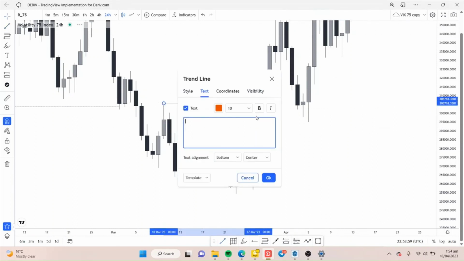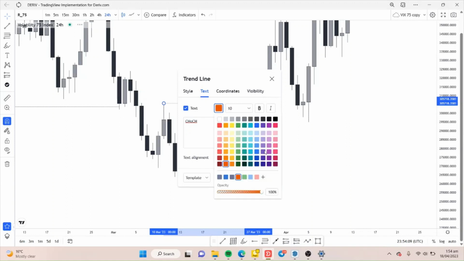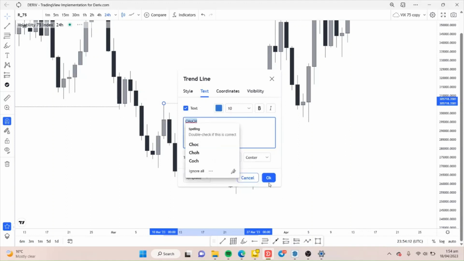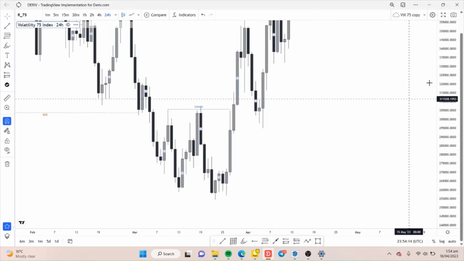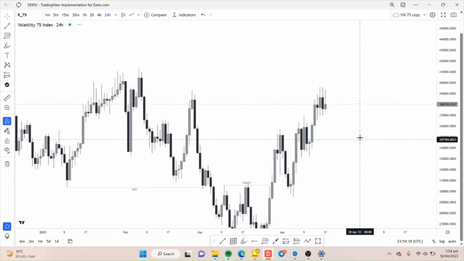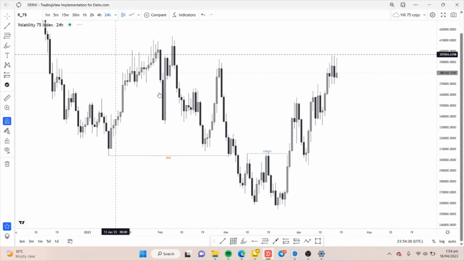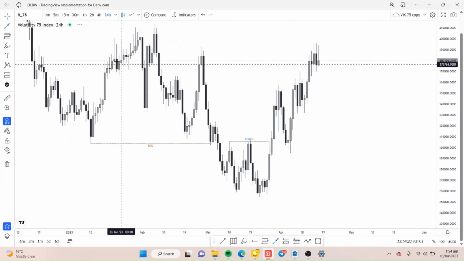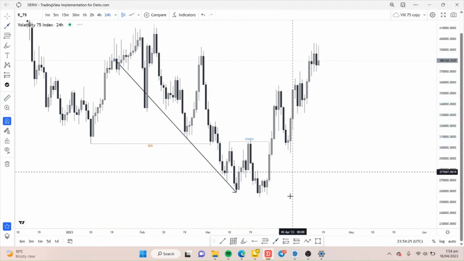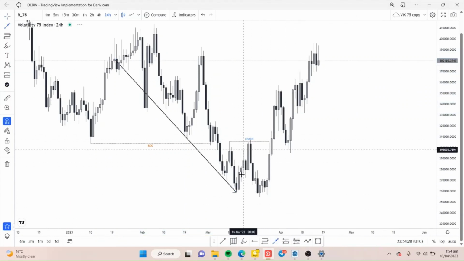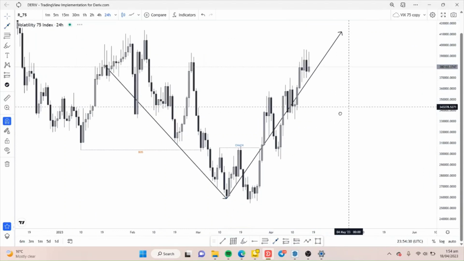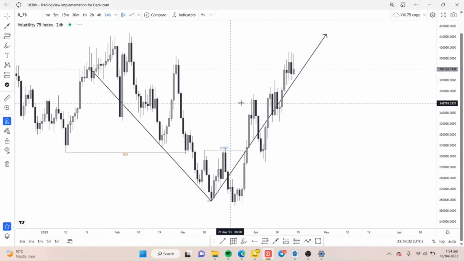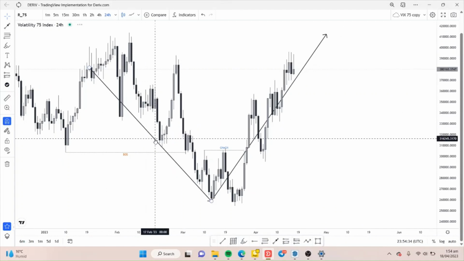character just on top of this, and I'll make this in blue. So change of character meaning the trend is about to change from what it was, which was a downtrend. We were creating lower lows and lower highs, and after a change of character we expect now a shift for market to start creating new higher highs and higher lows.